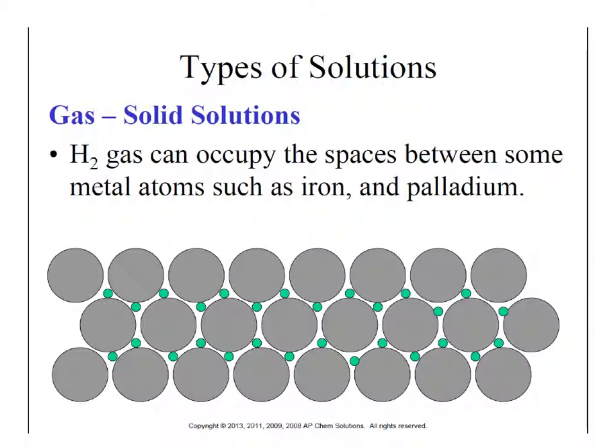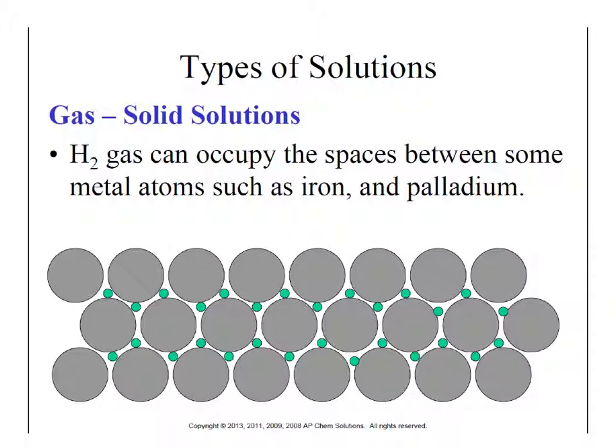Gases can also dissolve inside of solids. So for example, hydrogen gas can occupy the spaces between some metal atoms such as iron and palladium, and so they can actually dissolve hydrogen gas inside of palladium. This is actually one way that they store hydrogen gas. Hydrogen gas is so stinking small that if you try to pressurize it inside of a bottle, it'll all leak out. However, if we dissolve it in some solid palladium, we can actually store it there.